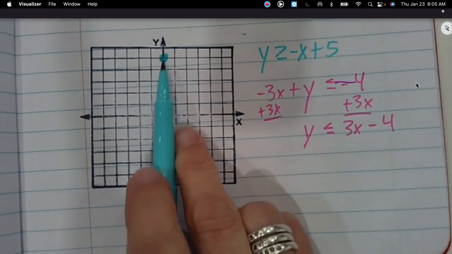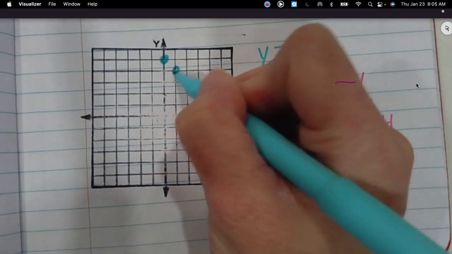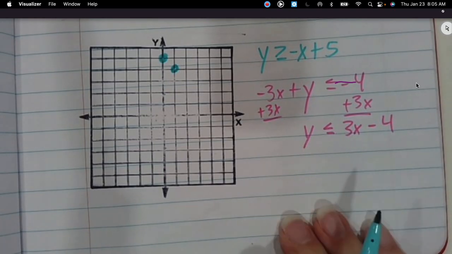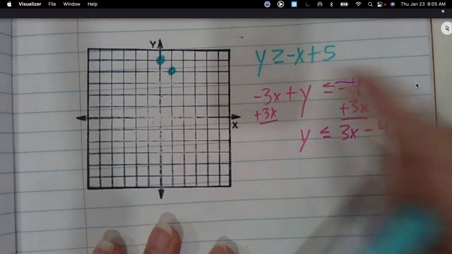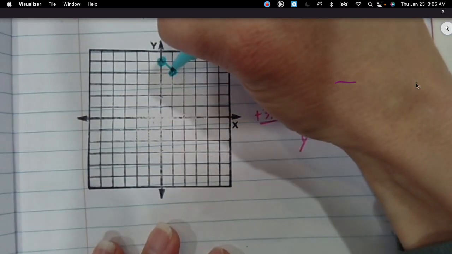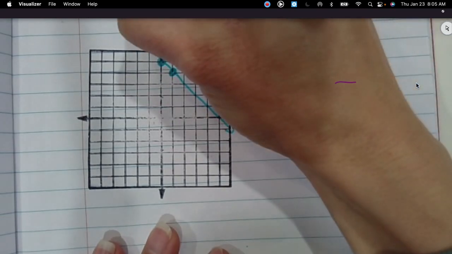So where do I go from this blue point? Down 1 and over 1. This one is my 5, and then my down 1 and over 1. Is it a dotted or solid line? Solid. Why is it solid? It has the equal to sign underneath, so you're going to include every point. So you make it a solid line.